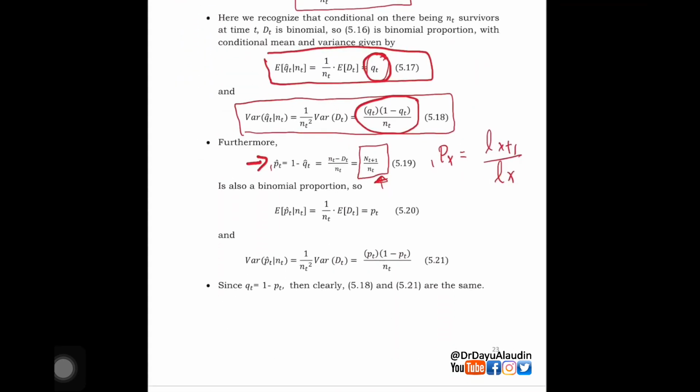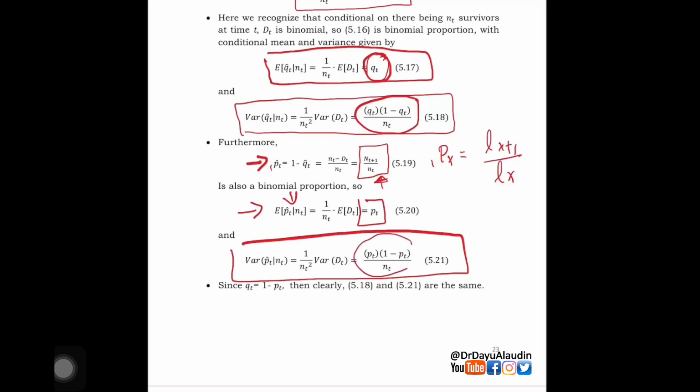Okay, what else? You also should know p_t, 5.19, and also the variance. Why will I use the variance? The mean is always the same for conditional, so it will get p_t back. And then for the variance of the probability of survival at t, conditional on n_t, it is this one. So we just take the last one, p_t(1 minus p_t) over n_t.